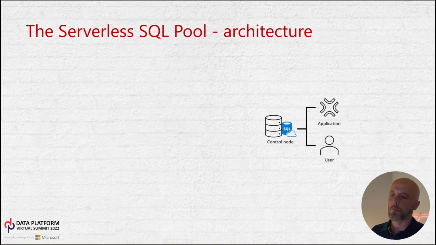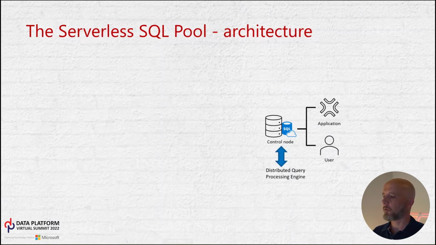The architecture. At the right-hand side, we have an application or user who is accessing the SQL Serverless pool. The SQL Serverless pool and the access point is actually, from Microsoft, called a control node. The control node is a single point of entry and the brain of the Synapse SQL. This is also the case for the dedicated pool, which is not in this session. It is the front end that interacts with all applications and connections.